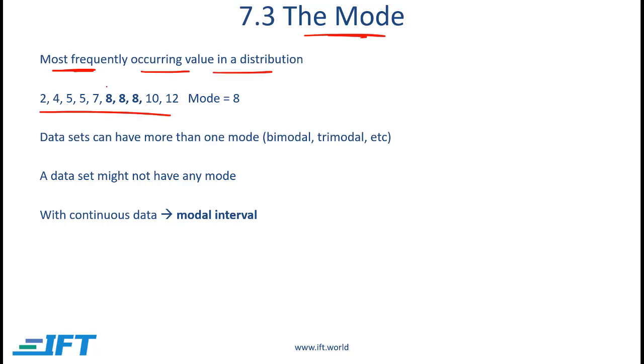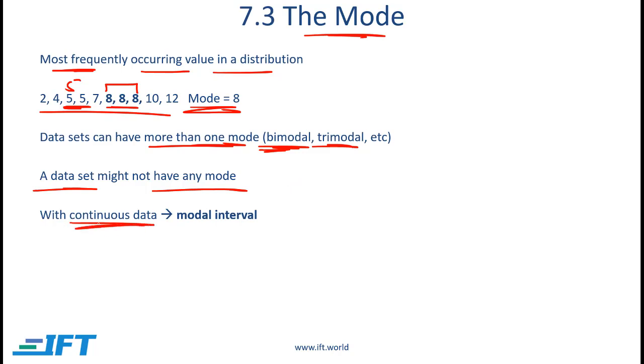With this distribution, for example, the number 8 appears most frequently, therefore this is the mode. Sometimes data sets can have more than one mode. Here, for example, if we had 5 three times, then we would have two modes. So 5 would be a mode and 8 would be a mode. This would be called a bimodal distribution. And by extension, then, a trimodal distribution would be a distribution that has three modes. At times, we might have a data set which does not have any mode. So there can be several items, but each item appears only once.